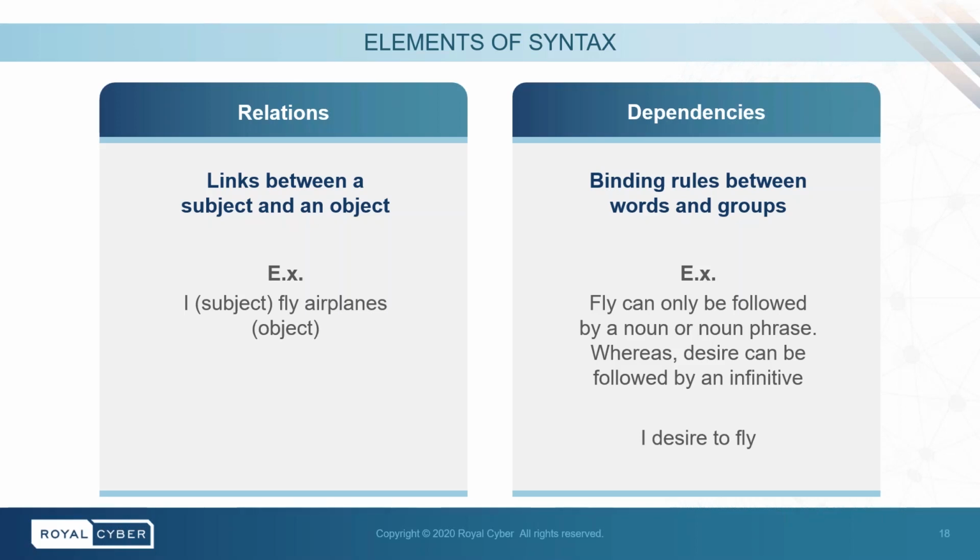Once that is done, we build up the dependencies. Dependencies are rules that express constraints between words and phrase groups. For example, fly can only be followed by a noun or noun phrase, whereas desire can be followed by an infinitive. That example is "I desire to fly." Similarly, "I want to walk," "I want to have a cake." This way we identify the various dependencies between words and create various groups, such as noun phrases, verb phrases, or preposition phrases.